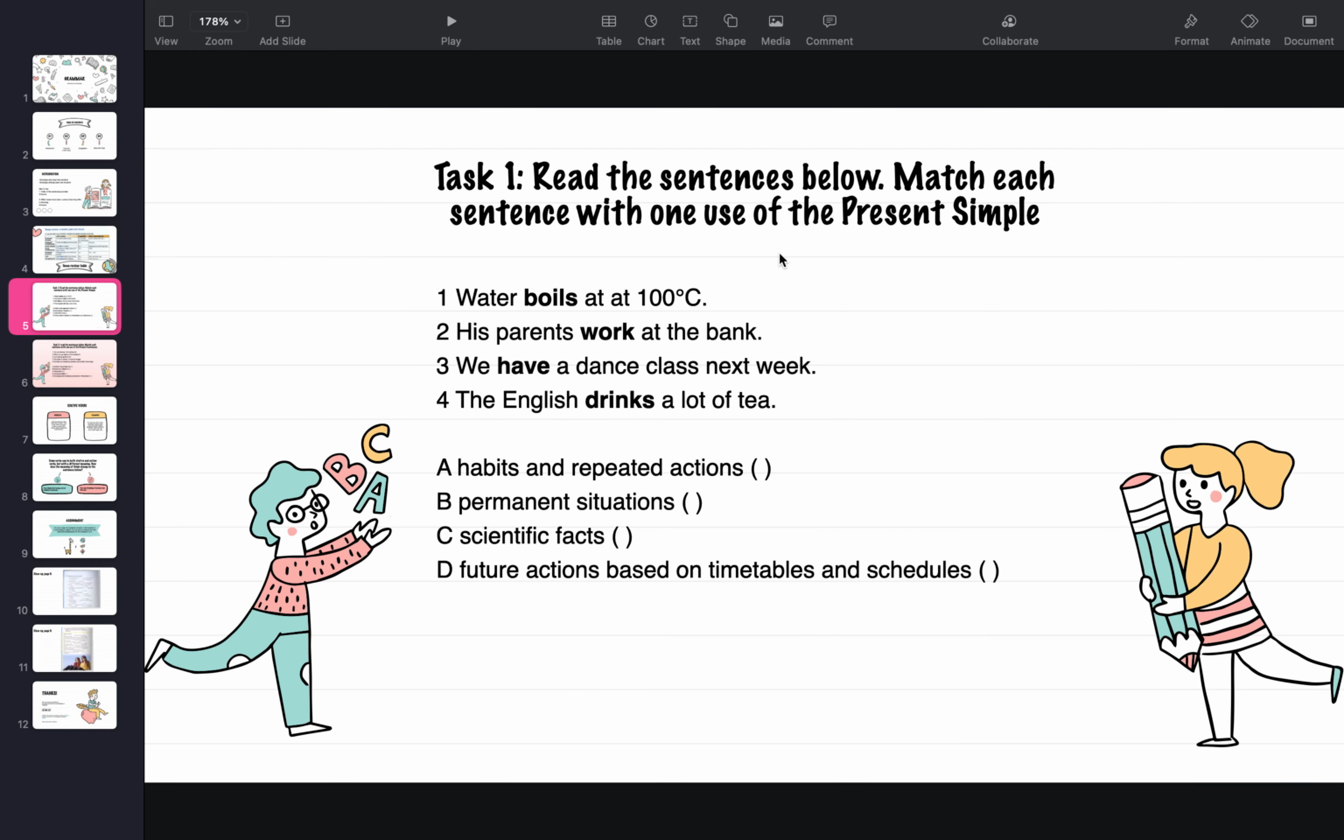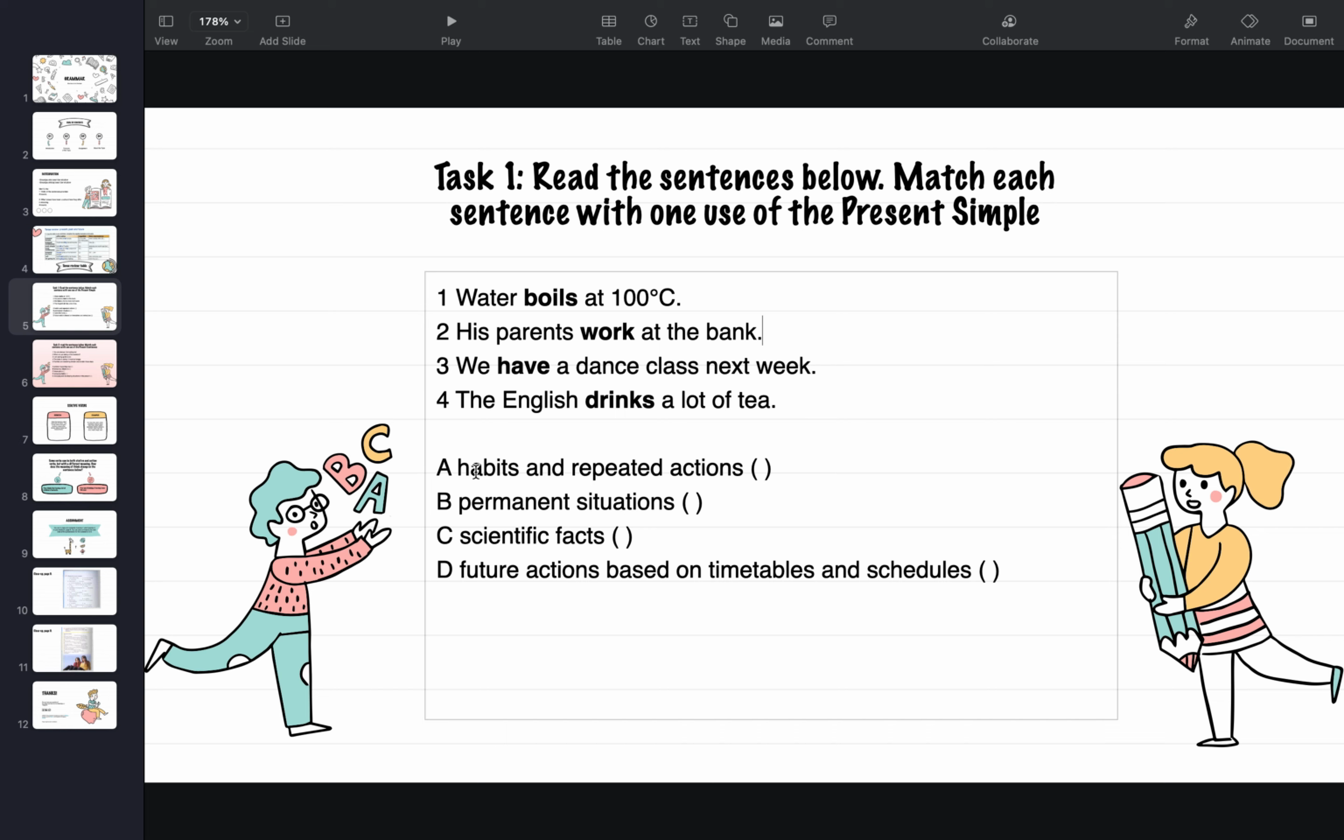Now let's get right on to the first task. Read the sentences below. Match each sentence with one use of the present simple. Okay, kamu baca ayat-ayat ni semua dekat bawah ni. Kemudian kamu padankan setiap ayat ni dengan penggunaan present simple yang betul. Okay, with one use of the present simple. Contohnya, water boils at 100 degrees Celsius. Okay, his parents work at the bank. We have a dance class next week. The English drinks a lot of tea.